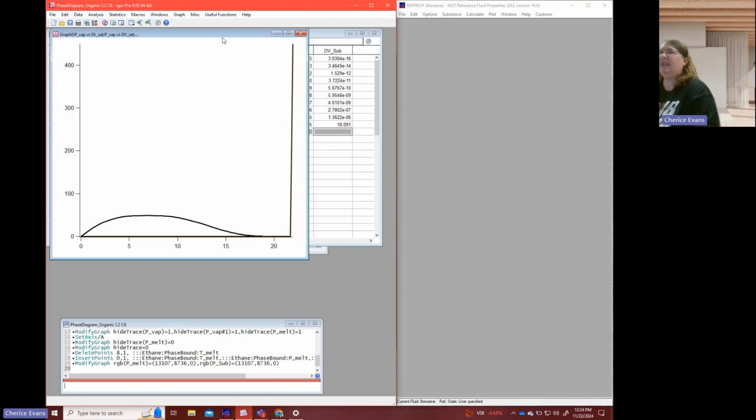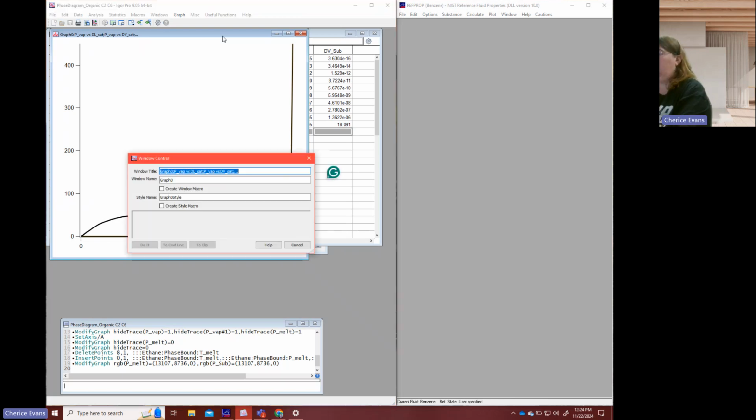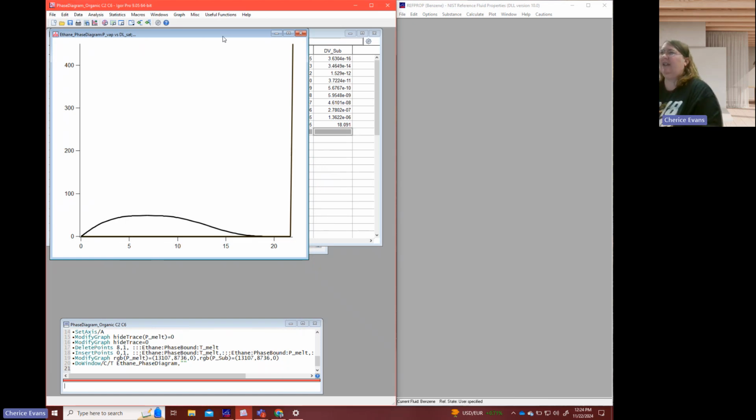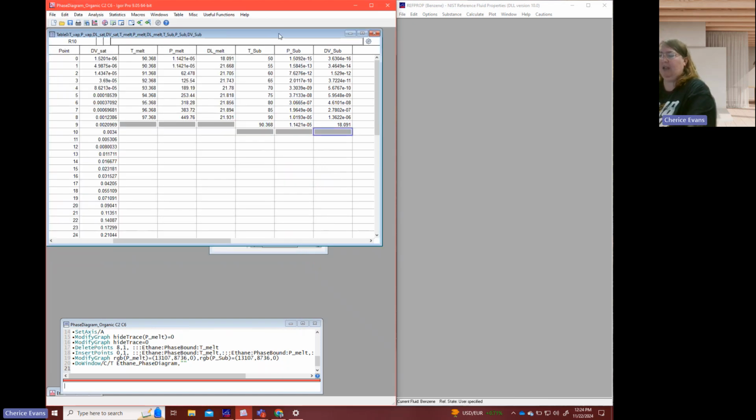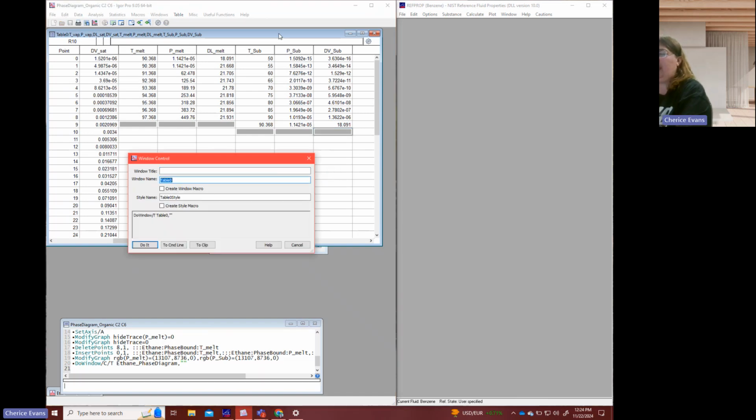So that was ethane. To make sure I can keep track of different data sets, I'm going to press Control Y, for window control, and change the name of this to ethane phase diagram. I'm also going to do Control Y again, window control, and change the window name of this table to ethane phase data.